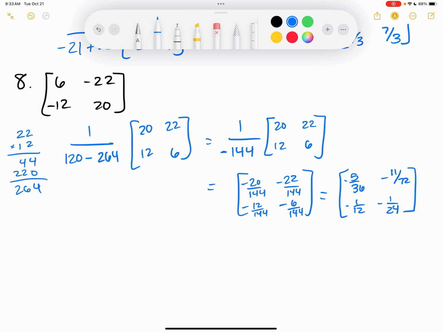Hopefully you didn't need a calculator to do that one. And then 6 and 144, obviously that 6 went into 144, so I was able to reduce it that way. Anyways, questions on that one? Do we do okay? And again, obviously you can always check it on your calculator.